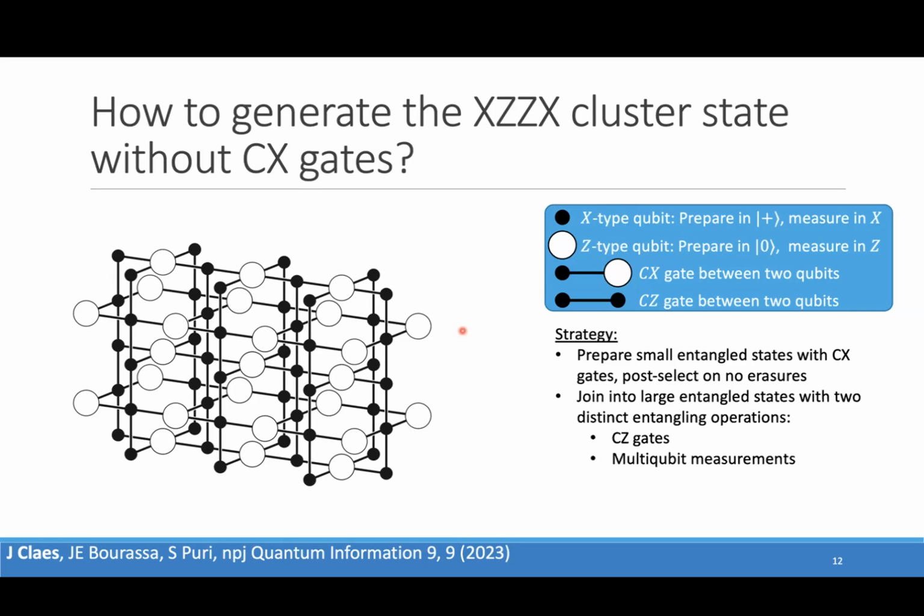And then we're going to join them into larger entangled states using some combination of control Z gates, which we're allowed to use, and multi-qubit measurements. And we're going to optimize this construction to have the same probability of biased erasures per measurement cycle to make sure that we have a fighting chance of outperforming the circuit-based model.